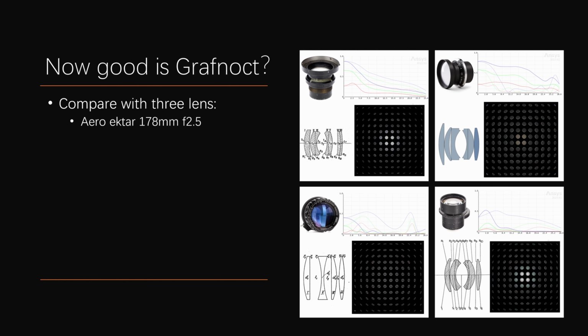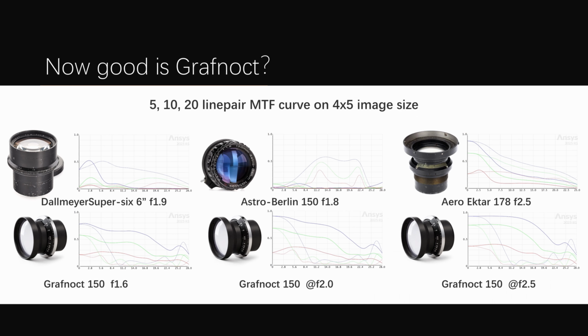So let's compare the optical qualities of these lenses. We have the Aero Ektar from Kodak, the Astro Berlin, and the Dallmeyer Super Six. Let's have a quick look first. On the first row, we have three lenses whose MTF curves are just not very good. Comparing with the lower line, we can see that we do have some proper image quality from it.